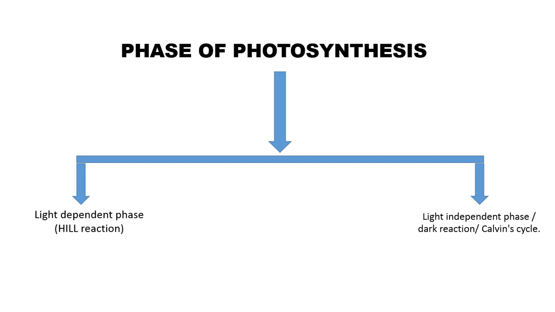Next is the phase of photosynthesis. The photosynthesis phase is broadly classified into two main phases. One is the light dependent phase, that is also called the Hill reaction, and another is the light independent phase, that is also called the Dark reaction or the Calvin cycle.